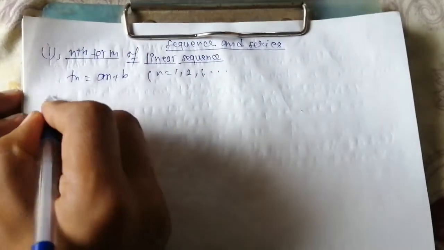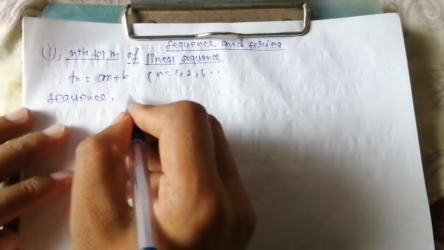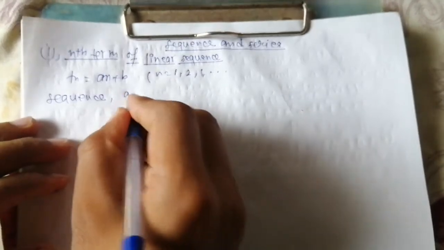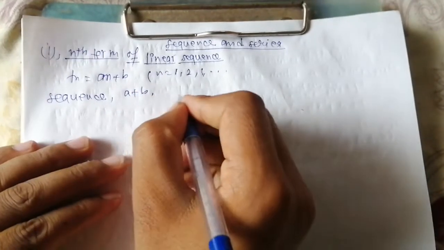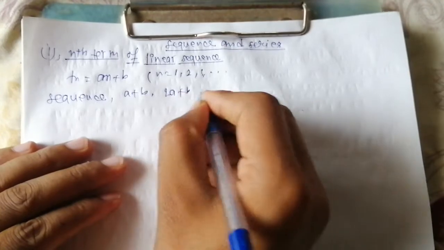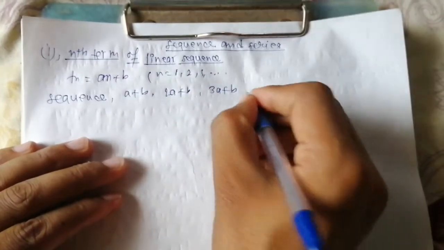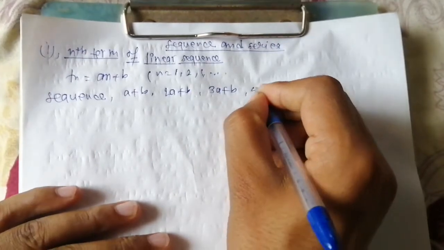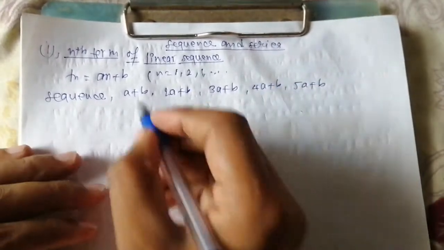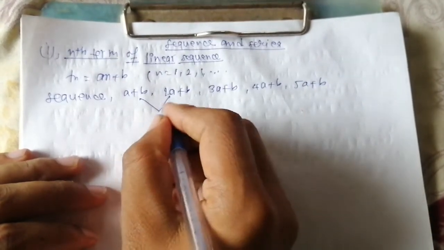So what will happen? Let the sequence be: for n equal to 1, that is a plus b, then 2a plus b, for 3 it is 3a plus b, then 4a plus b, 5a plus b. So take the common difference. What is here? That will give you a.